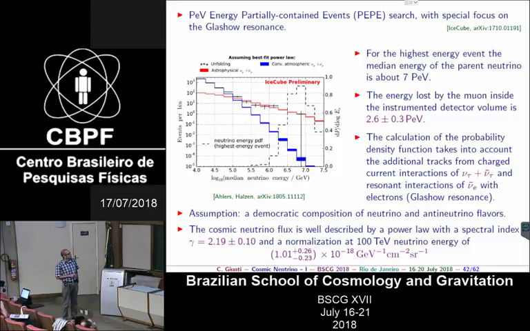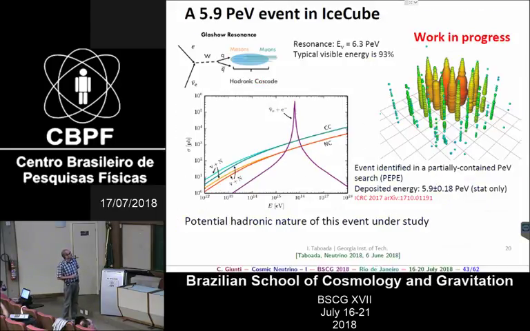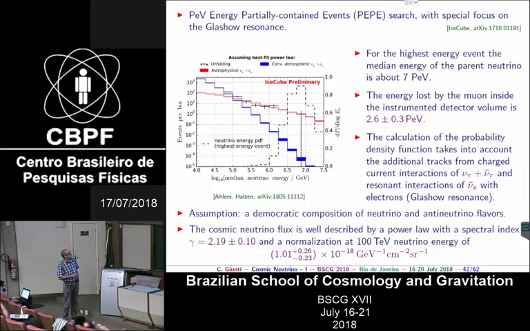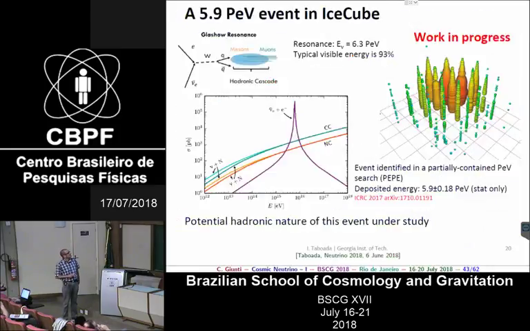And according to this paper, now the cosmic neutrino flux is well described by a power law with spectral index 2.19 plus or minus 0.10. So this is compatible with the standard spectral index of 2 within 2 sigma. And this is a review paper by Alzer and others in May.